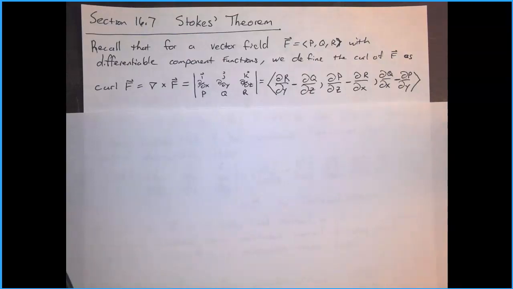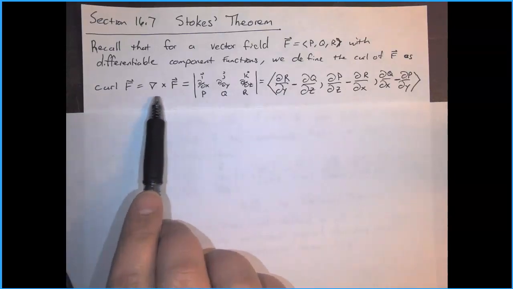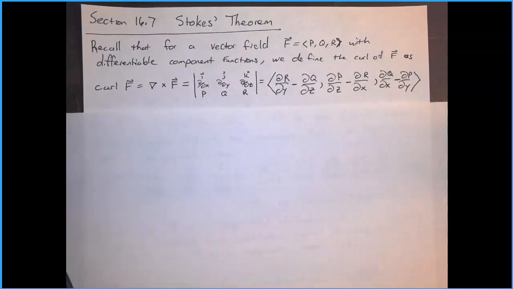So we talked about this before when we discussed Green's theorem, but just to remind you, if we have a vector field whose component functions we're going to call P, Q, R are differentiable, then we can define the curl of F, either writing curl of F as notation or this del operator cross F as notation. Either one represents the curl.